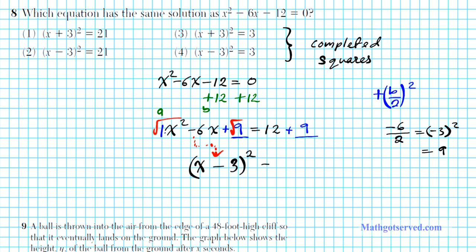12 plus 9 is 21. And guess what? We already have completed the square. So these two equations are exactly the same, but they just have different forms. All right? So let's see. Which of these options matches this vertex form here? It is option number 2.